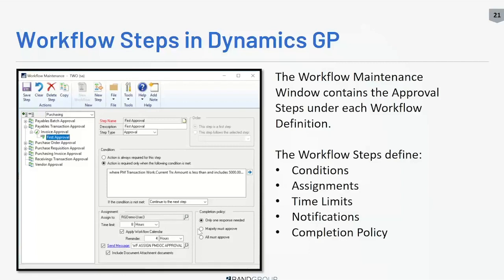So in this example, we have an AP invoice that will go out to this approver if it is less than or equal to 5,000, and it's assigned to our user, RG demo user 3. This user has 8 hours to approve this. They will get a reminder 4 hours into that time, and they will get a message sent to them for this action item.